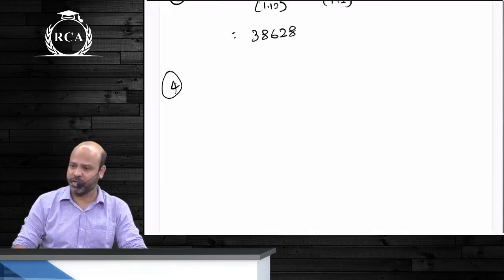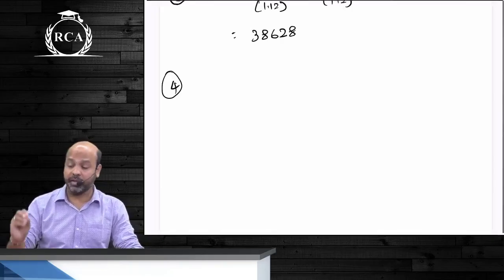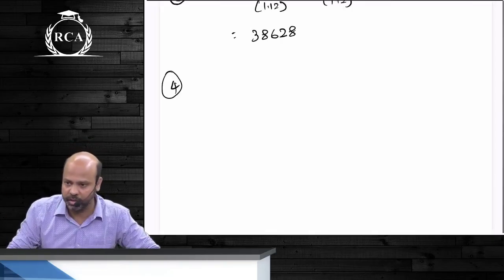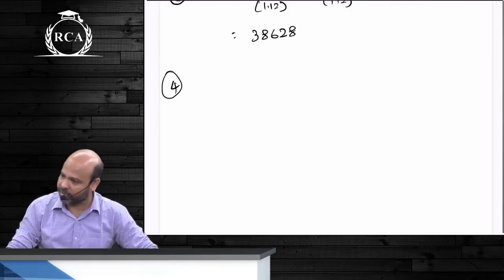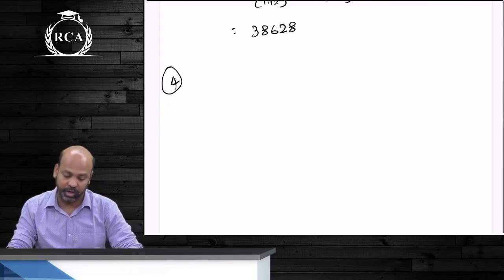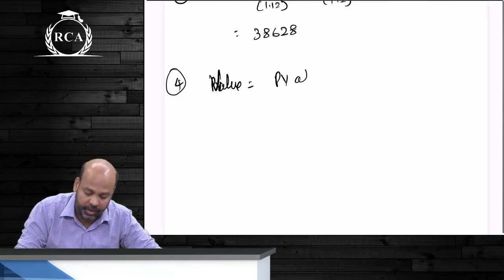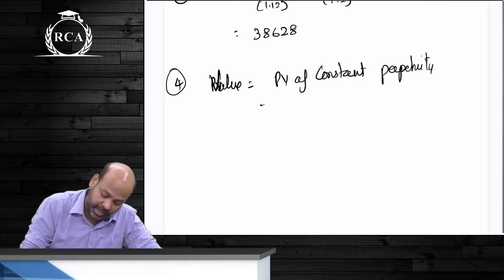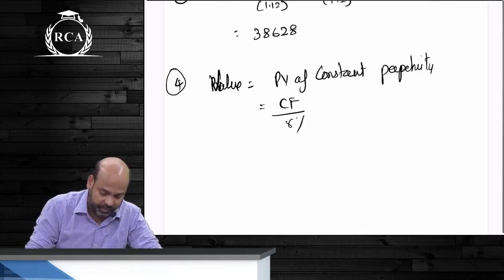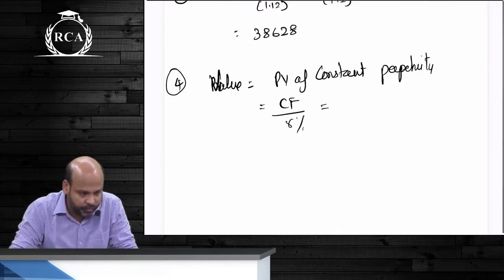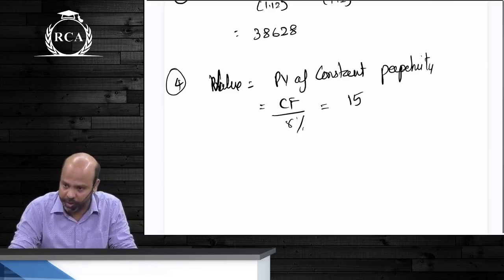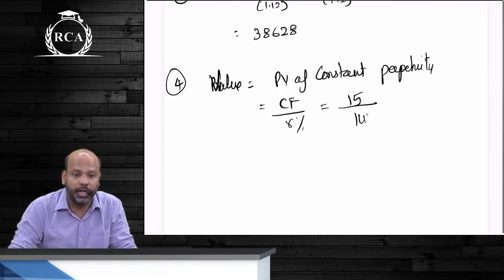Is it a perpetual instrument? Here, is the cash flow remaining constant every year? Yes or no, guys? Because the cash flow is constant every year, how are we going to arrive at the present value of this equity share? It will be the present value of a constant perpetuity. And we know the formula for present value of constant perpetuity, guys, is cash flow divided by R%. How much is the cash flow? 15 rupees divided by 14%. How much is this?